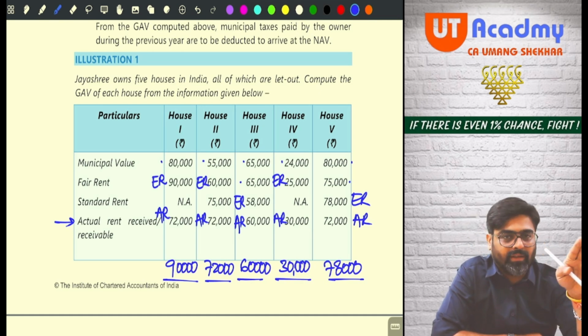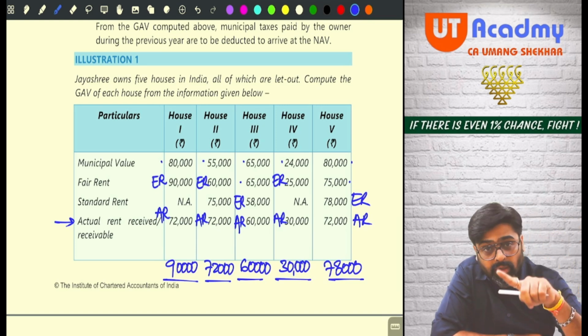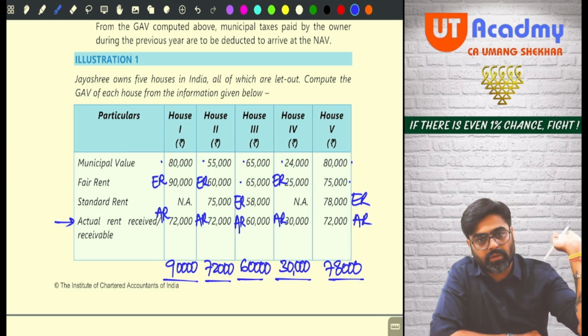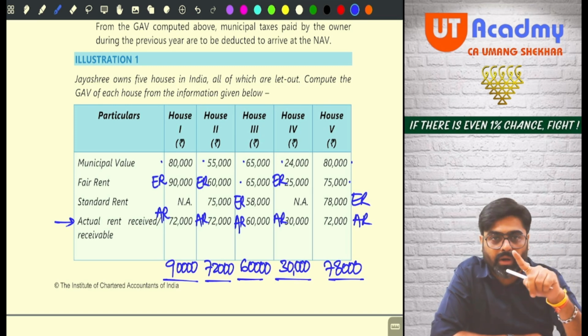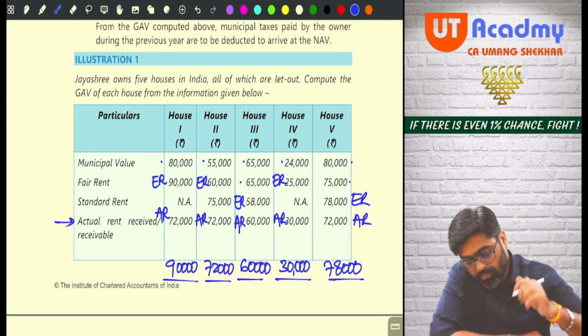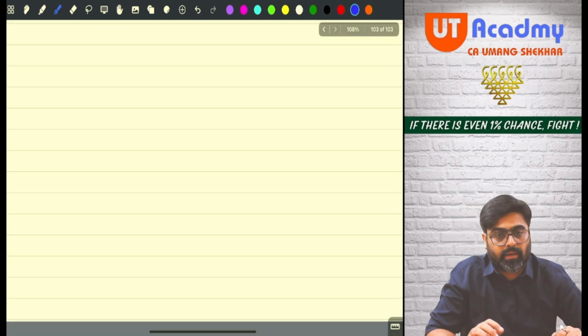Those types of things we are going to see in the questions also. So here they could have given you vacancy also. How to do it? Those things we are going to do in the main questions. Right now, did you understand how to calculate GAV? Should I move ahead? Okay. Now pay attention. I will discuss the next part now.